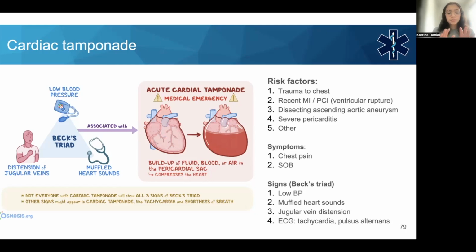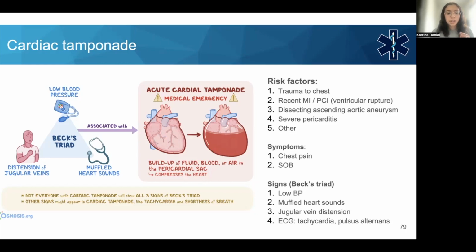And then because there's fluid surrounding the heart, you'll put your stethoscope on the patient, and there's muffled heart sounds. You can't hear the heart sounds very well because there's fluid there. There's fluid in between the heart and your stethoscope. So if you think about trying to speak or trying to make sounds underwater, you can't really hear very well. So that's why you have muffled heart sounds.